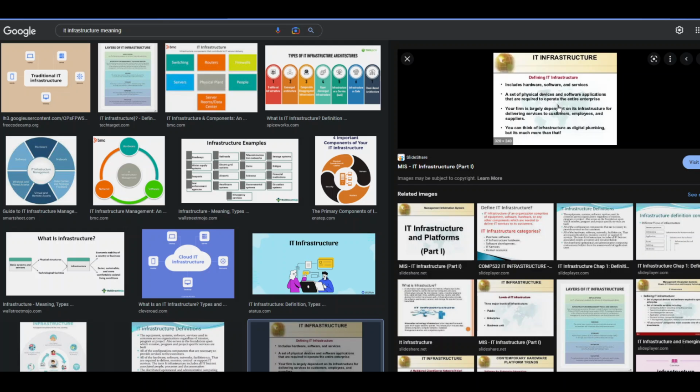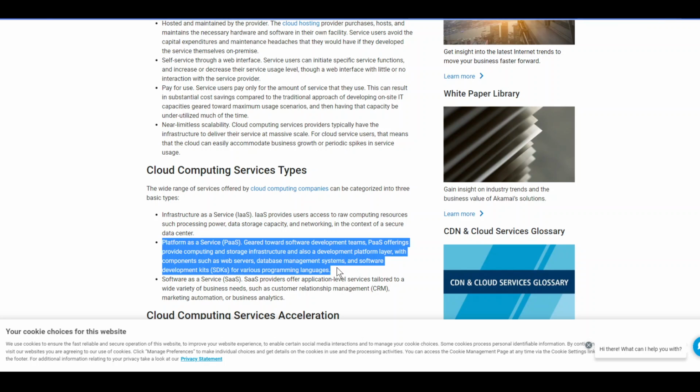Sa pagkakaintindi ko, ito yung allows you to use platforms through cloud. So parang VMware, right? Or vCenter. Oh, pwede kang gumamit ng platform service using vCenter. So halos lahat nandun na. Pwede kang gumawa ng VMs. Ang gusto ko sa mga VMs na yun, gusto ko yung web servers, database, di ba?